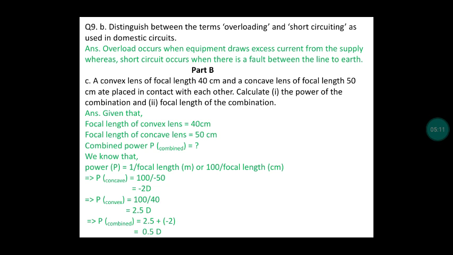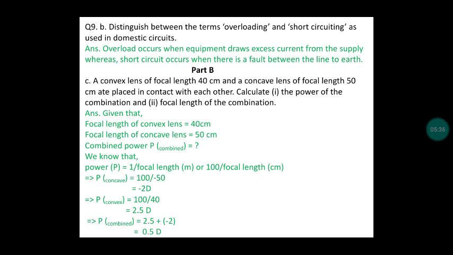Now in the next question, distinguish between the terms overloading and short circuiting as used in domestic circuits. Overloading occurs when equipment draws excess current from the supply, whereas short circuit occurs when there is a fault between the line and earth, that is the earthing.